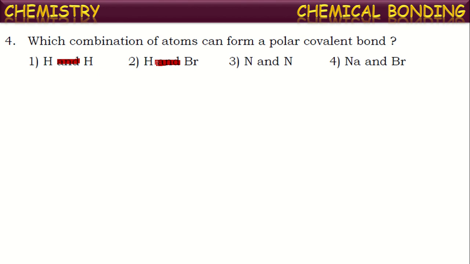But here hydrogen is less electronegative than bromine. That's why bromine, being more electronegative, pulls the pair of electrons towards it slightly. That results in a polar covalent bond. So HBr contains a polar covalent bond.